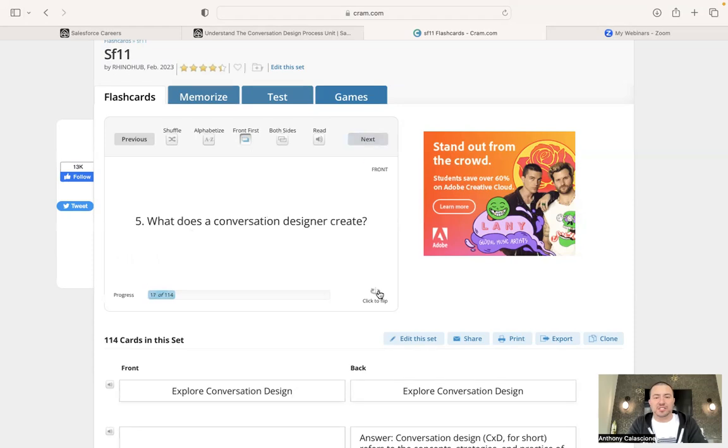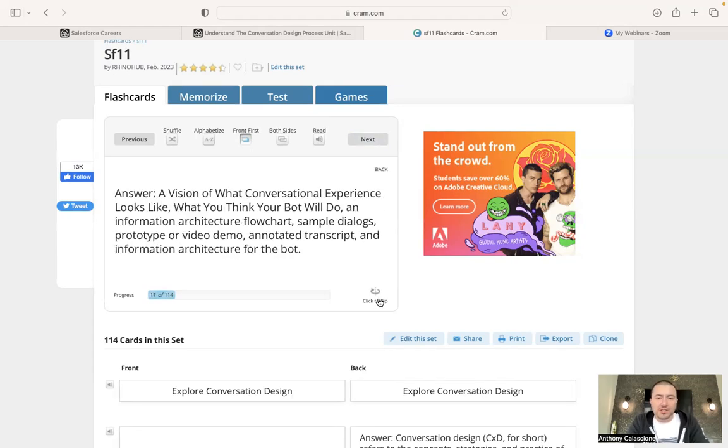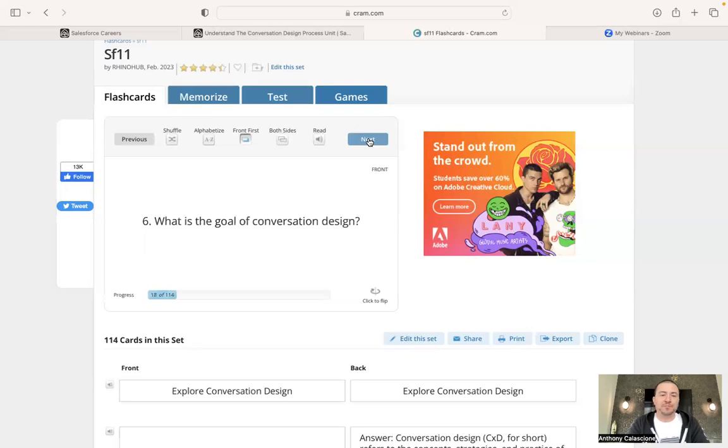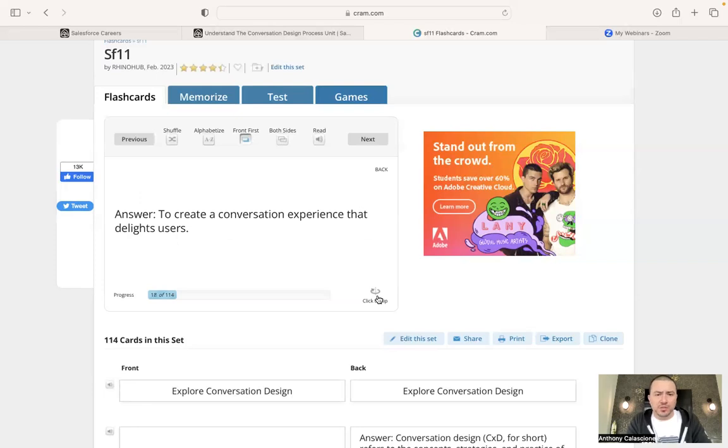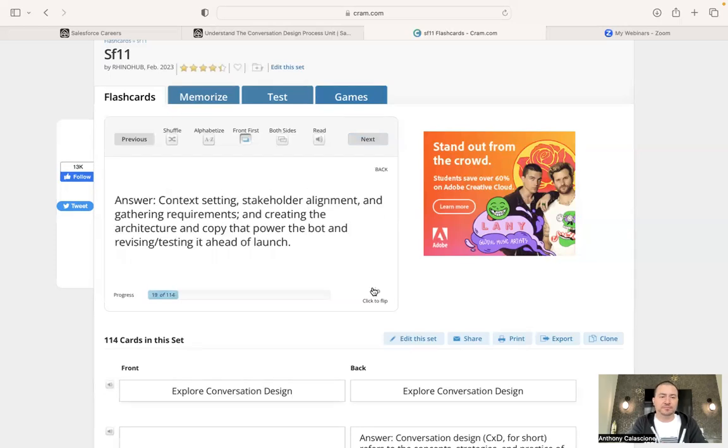What does a conversation designer create? A vision of what the conversation experience looks like, what you think your bot will do, an information architecture flowchart, sample dialogues, prototype or video demo, annotated transcript, and information architecture for the bot. What is the goal of conversation design? To create a conversation experience that delights users.